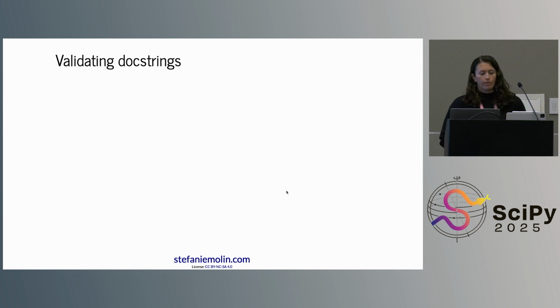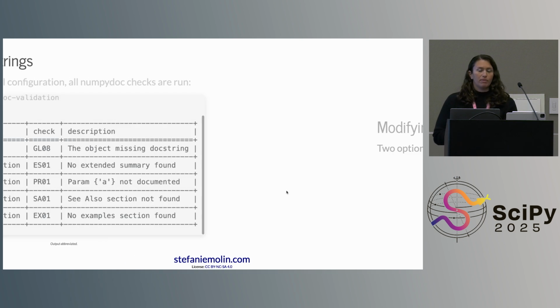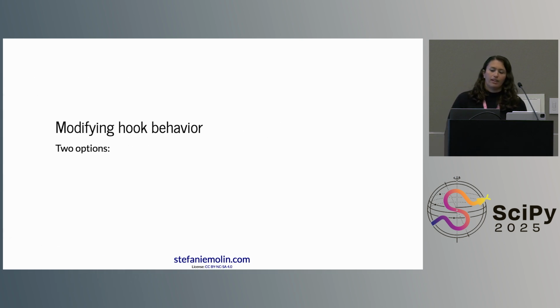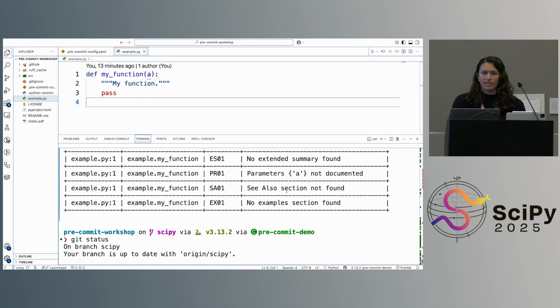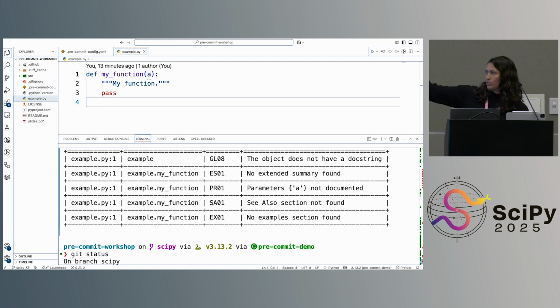So now I want to talk about how we can modify the behavior of that hook, right? Maybe for something like this, maybe we don't care about having a see also section or an examples section. And so we want to tell the hook, don't block my commits for these types of issues, but still make sure that I have docstrings and that I'm at least documenting parameters, something like that. So there's two ways that we can do something like this.